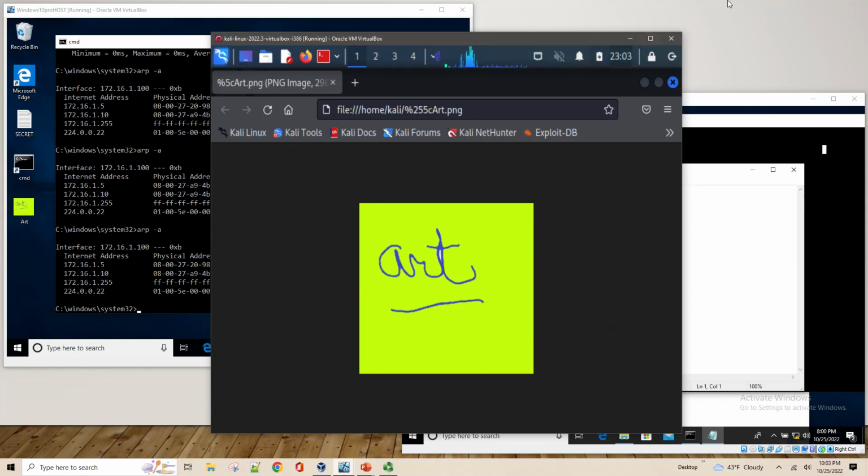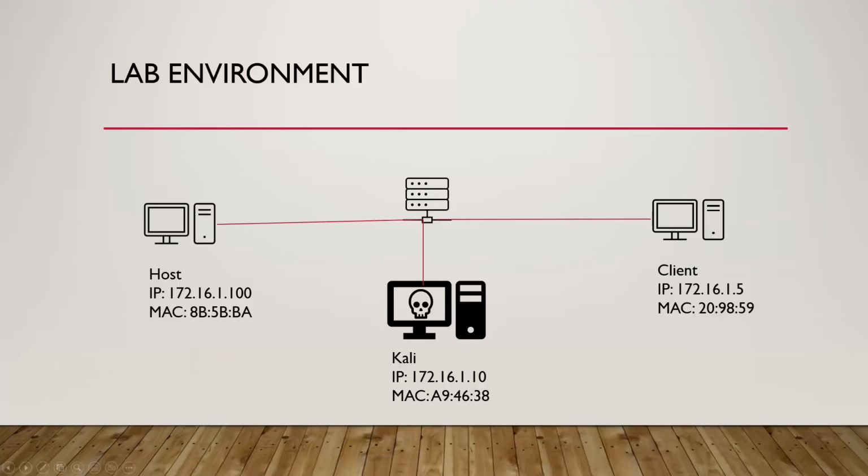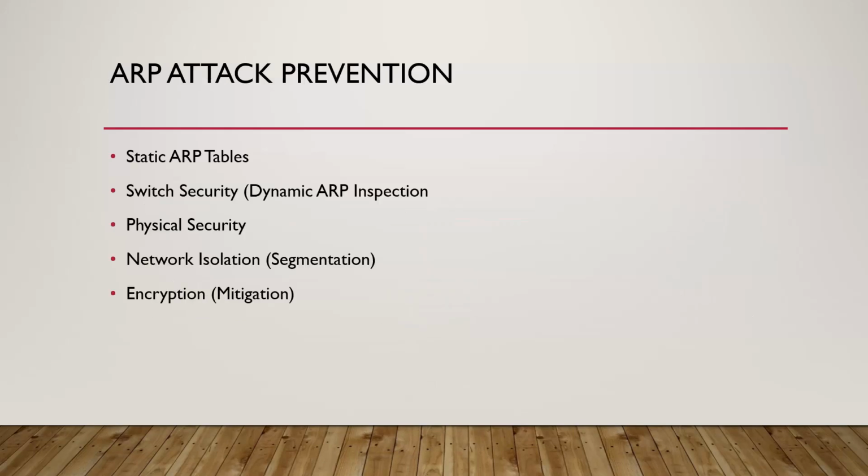So what can we do? How can we protect our networks from ARP attacks? Well, there's a couple things we can do. The first one is we can create static ARP tables.